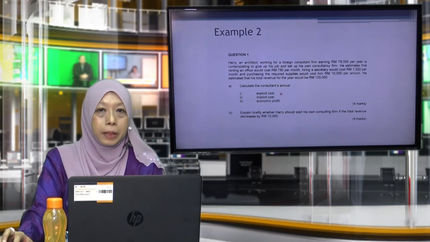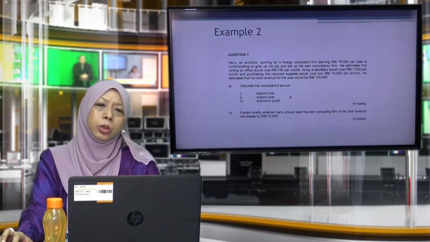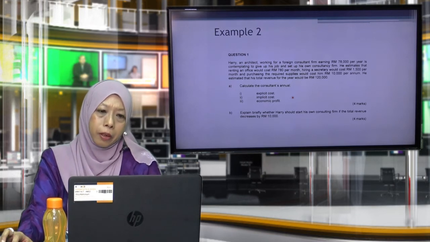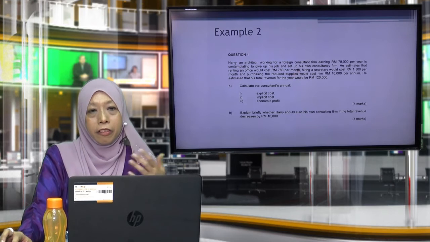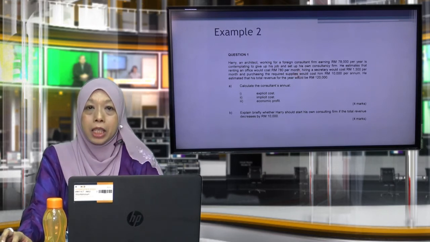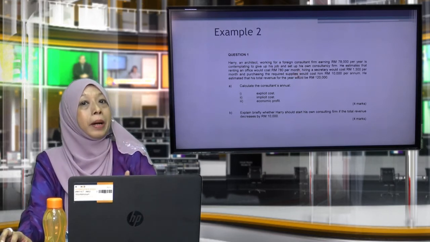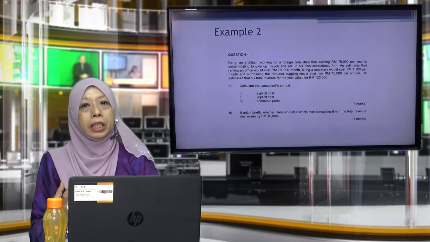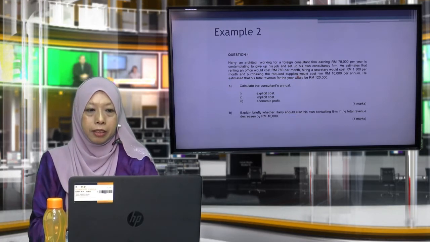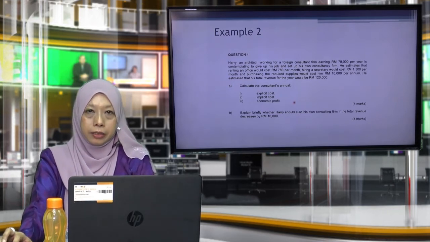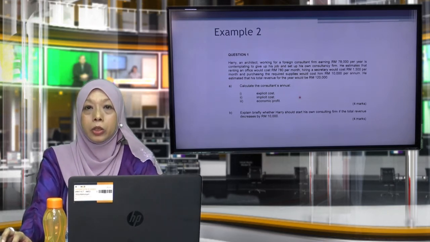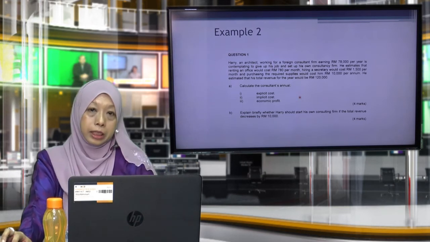But the question specifically states that you need to calculate the cost and profit on an annual basis. So whatever values are quoted on a monthly basis must be multiplied by 12 so that they would be on an annual basis. All right, now let's start with the first cost. The first cost that you need to calculate would be explicit cost.